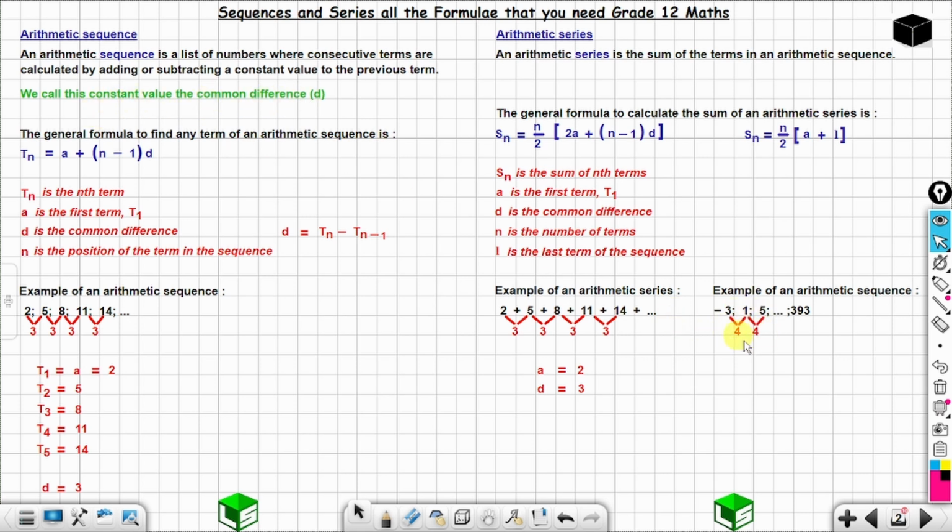From this, A is equal to negative 3. A is your first term, and you have L in this example. L is the last term. So you have negative 3, 1, 5, and terms in between until your last term. In this example, the common difference is equal to 4. So this is what you have to know about arithmetic sequence and arithmetic series.